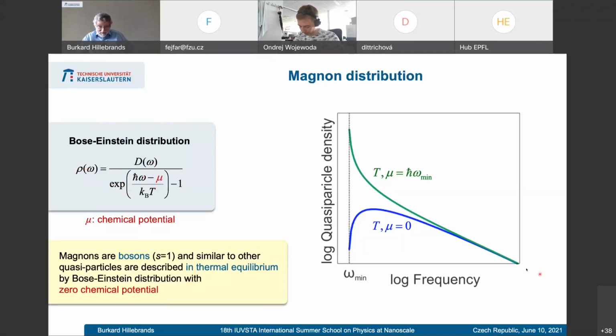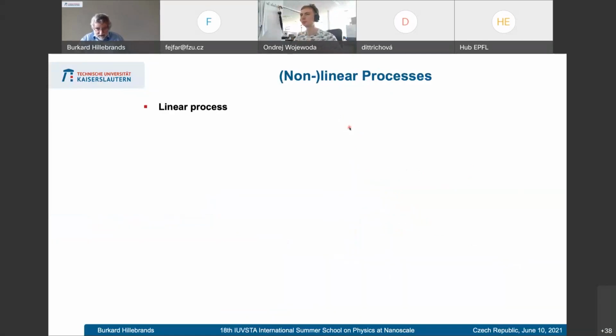So this is a very particular case, just only mathematically discussed for today, which happens if the chemical potential becomes equal to the minimum frequency. And that is actually the condition for Bose-Einstein condensation, a divergence, and physically this simply means that all the magnons like to go into one single common state, which is called a Bose-Einstein condensate. I will come back to that.